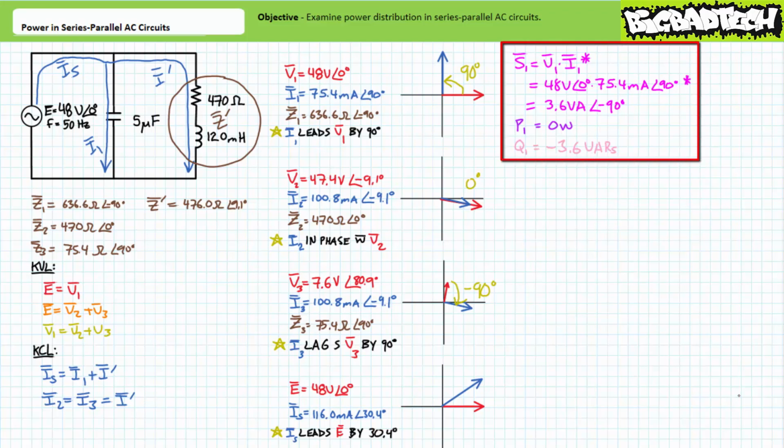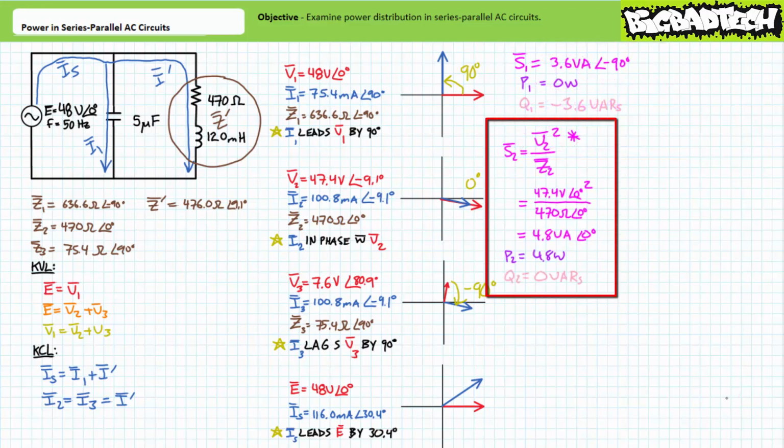Apparent power is the complex conjugate of voltage times current. Substituting our given values, we arrive at an apparent power figure of 3.6 volt amperes at an angle of negative 90 degrees. Resolving this into its real and reactive components demonstrates this capacitive impedance is directing 0 watts towards real power and negative 3.6 vars towards a reactive interchange. This is to be anticipated given the entirely capacitive nature of this particular element.